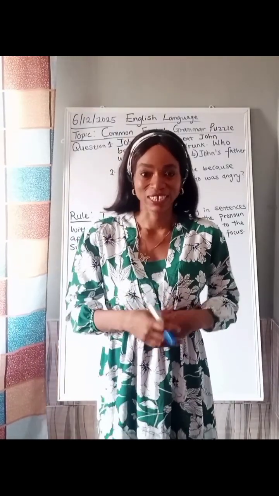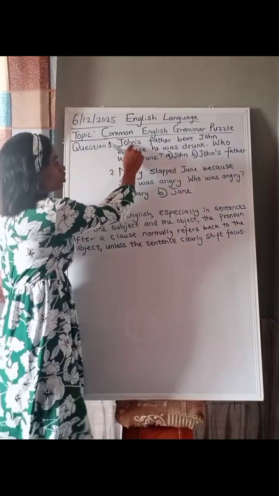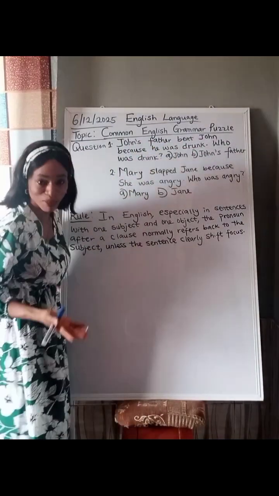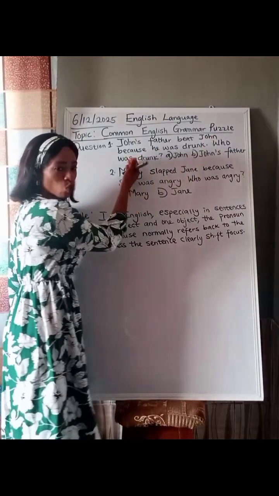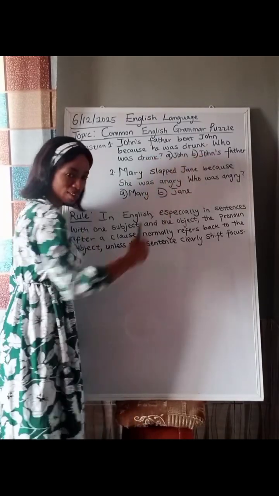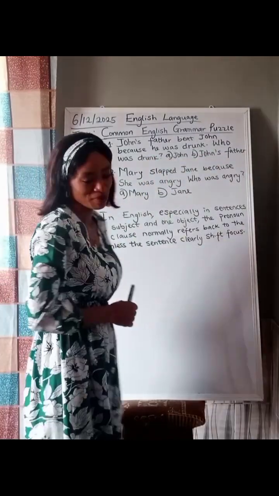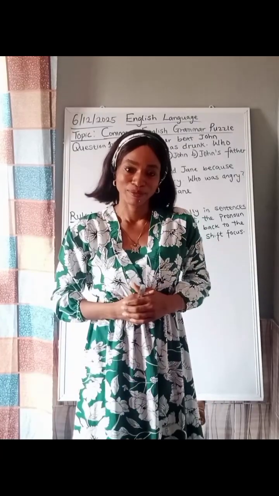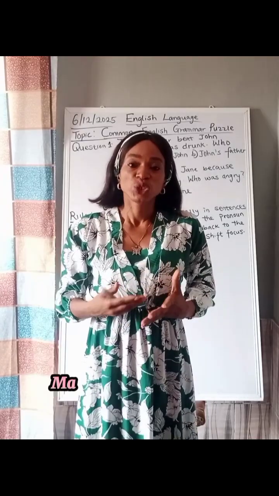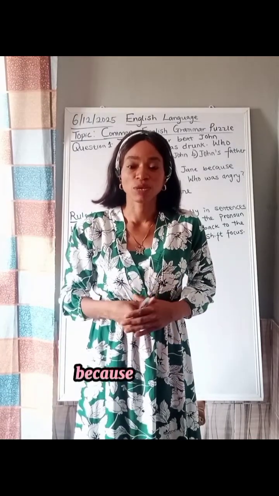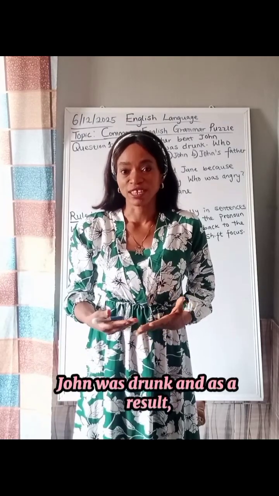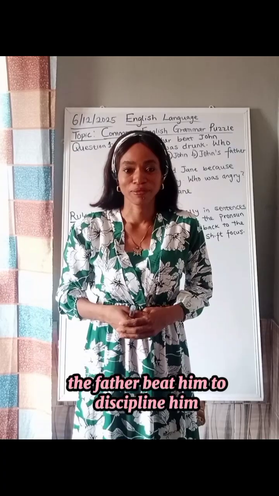Let me read the sentence on the board so you can see it. John's father beat John because he was drunk. Now the question, who was drunk? Is it John or John's father? Okay, what is your answer? Well, many students would pick John because they will interpret the sentence to mean John was drunk and as a result, the father beats him to discipline him.